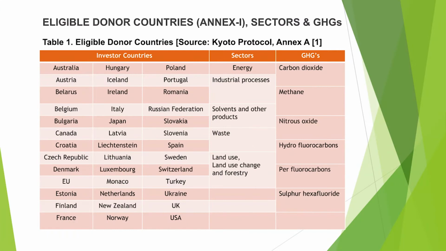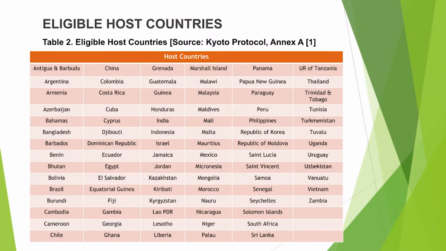Now in the second column you can see the sectors in which we can do these CDM projects. The major sectors are energy, industrial processes, solvents and other products, waste, and land use change and forestry, and the greenhouse gas emissions coming out from these sectors. The main greenhouse gases coming from these sectors include carbon dioxide, methane, nitrous oxide, hydrofluorocarbons, perfluorocarbons and sulfur hexafluoride. Now these are the eligible host countries which can take these CDM projects.